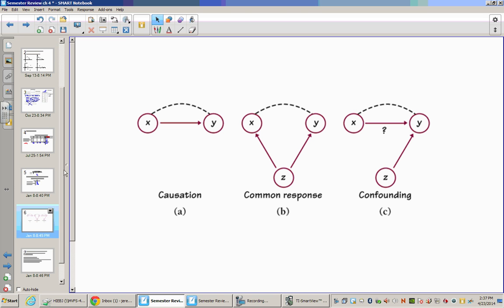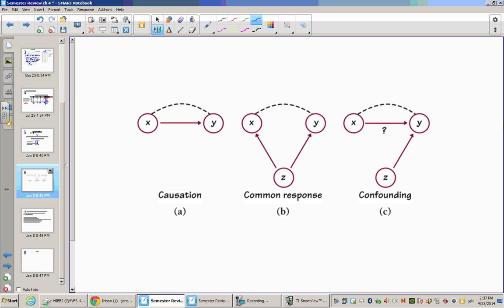Now at the end, they talked about causation, common response, and confounding. Causation, one thing causes another. That's pretty clear. Now, the main way we can tell causation is through a controlled experiment. That's your main way that we can say one thing causes another. Many times, when we don't do an experiment, there's lurking variables. That's this variable C. Now, the lurking variable can cause 2 things, a common response or confounding.